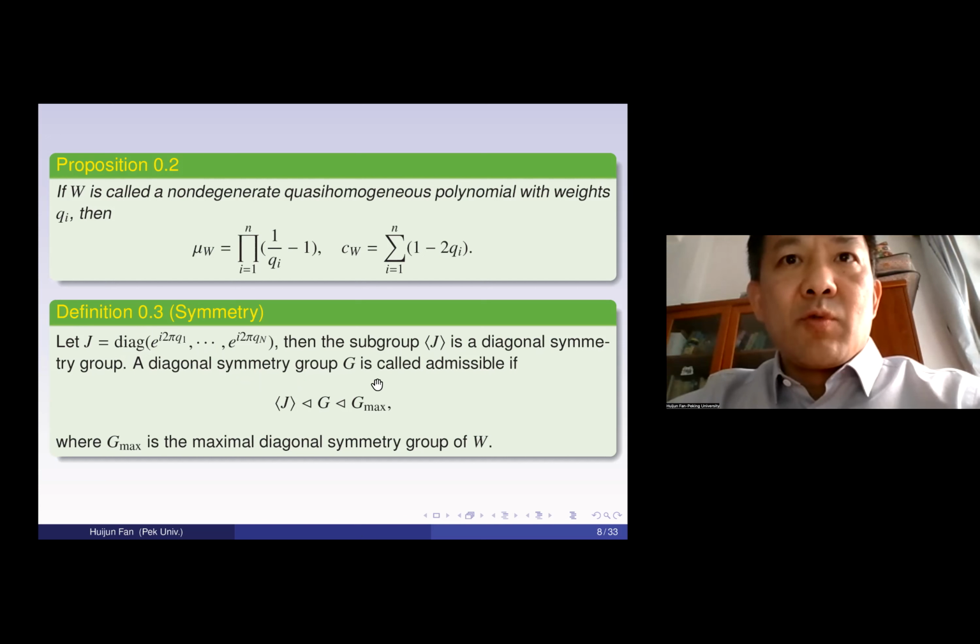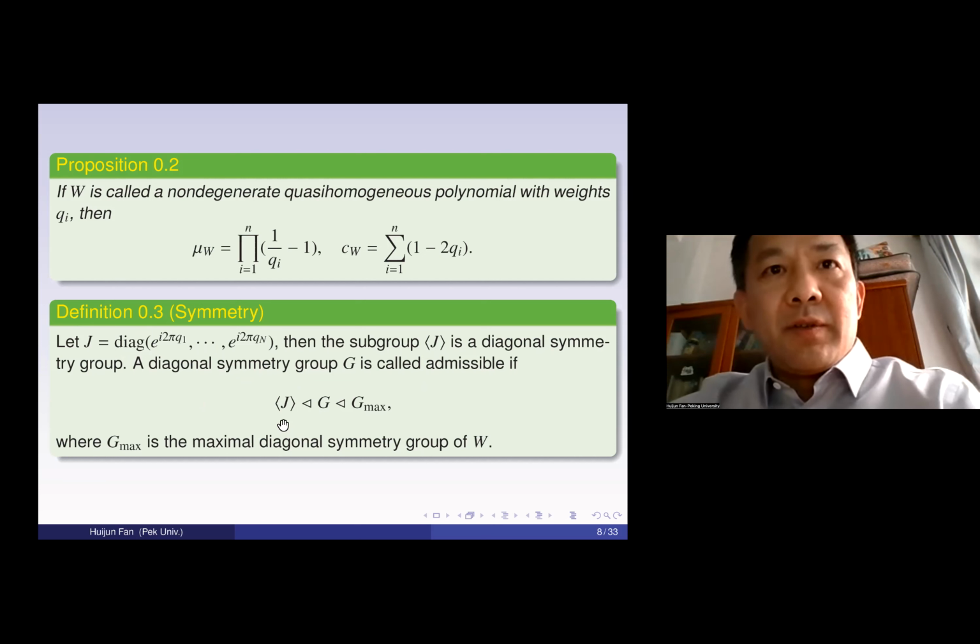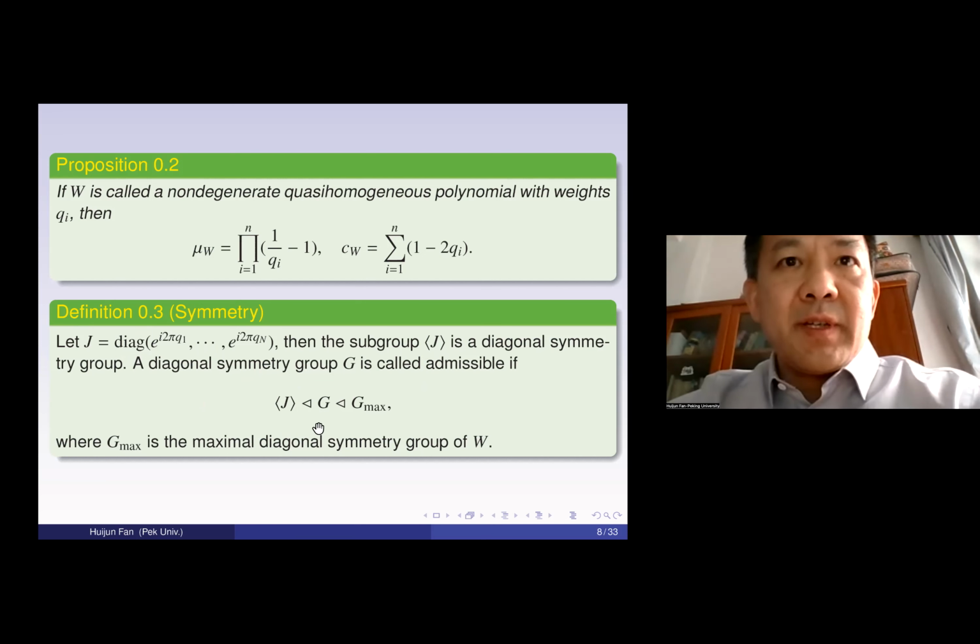A diagonal symmetry group, capital G, is called admissible if the cyclic group J is a normal subgroup of capital G, and G is also a normal subgroup of the maximum symmetry group.